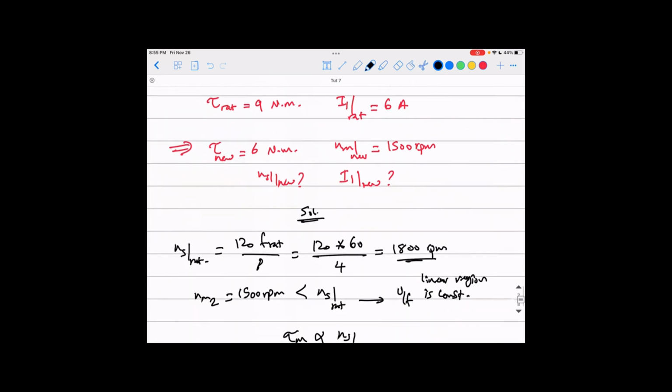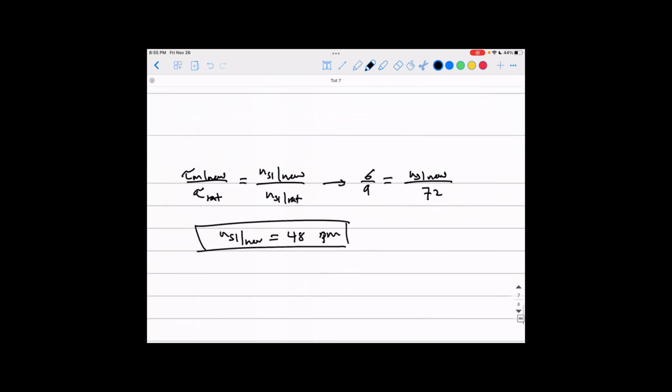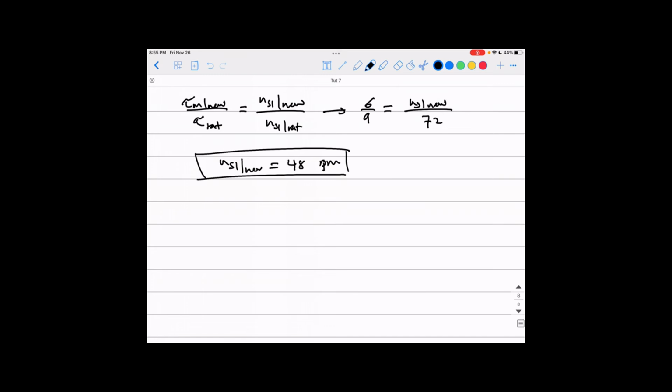And now he wants you to find the new stator current of the machine. I'm going to draw the equivalent circuit again, because that is how we can go about finding the current here. That is V1, and that is the current I1 we want to find.